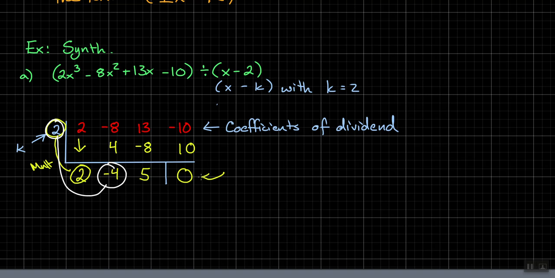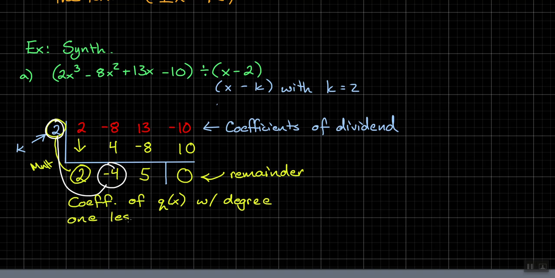So this is the remainder of 0. And then these 3 are the coefficients of the quotient, I'll call it Q of x, with degree, or order if you'd rather, 1 less than the dividend.